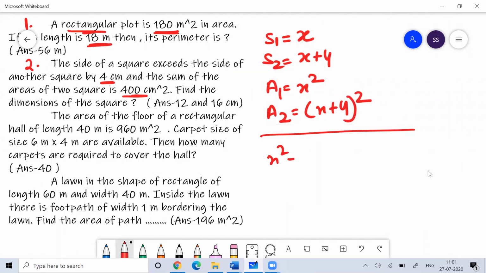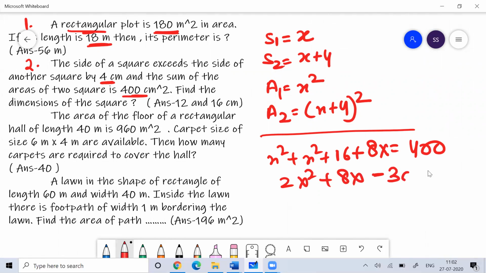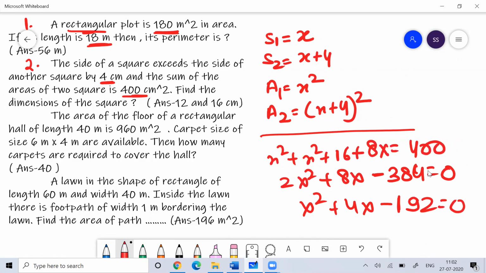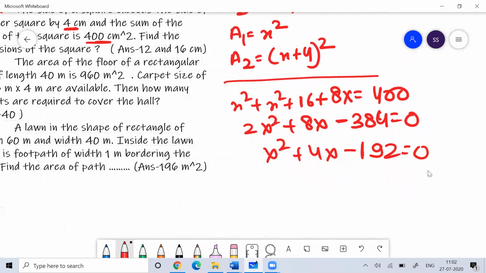So x square plus 16, 4 square is 16, plus 2ab, that is 8x, that is equal to 400. So I can write 2x square plus 8x minus 384 is equal to 0. So I can write x square plus 4x minus 192 is equal to 0.